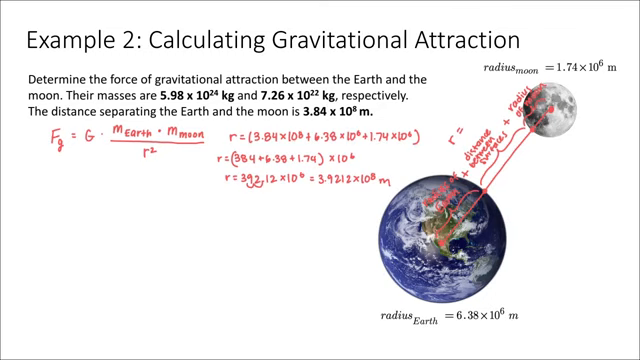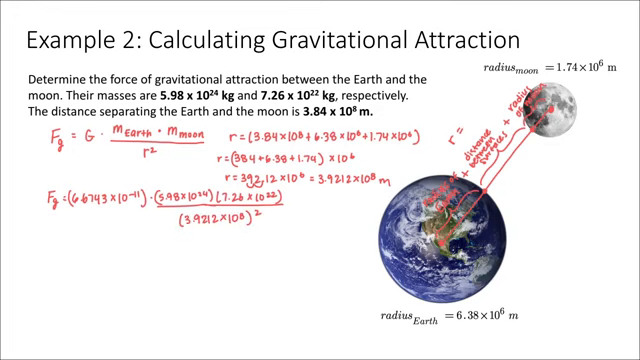Okay, now that we've gotten our r value, or center to center distance, I'll go ahead and plug in all my values to the F_G equation. That would be equal to 6.6743 times 10 to the minus 11. This constant will always be given to you, by the way. Multiplied by the mass of the Earth, the mass of the moon, and divided by r squared.